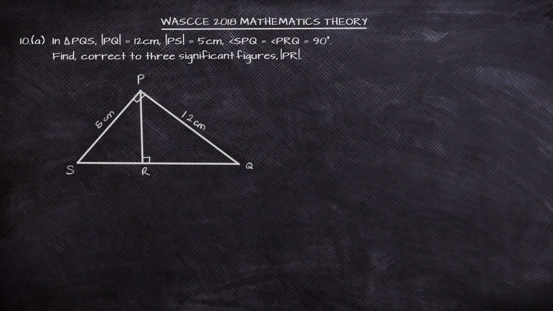And here we're having our first question, question number 10. Here we are given a triangle PQS. PQ is 12 centimeters, PS is 5 centimeters, and angle SPQ and angle PRQ is 90. We are asked to find Y, the line PR denoted as Y.